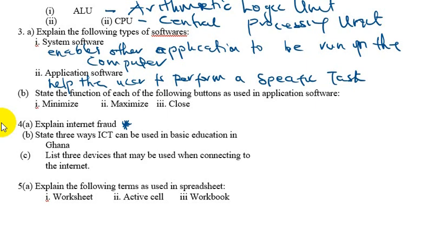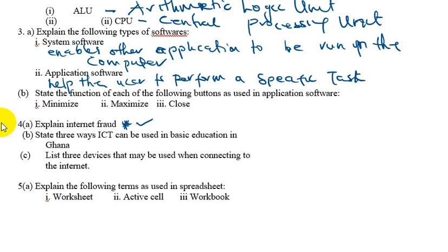Now it's asking us about internet fraud. Now internet fraud refers to the means or intention by which the internet is used to cheat or steal. So if you are using the internet to cheat or steal, that is what we term as what? Internet fraud.